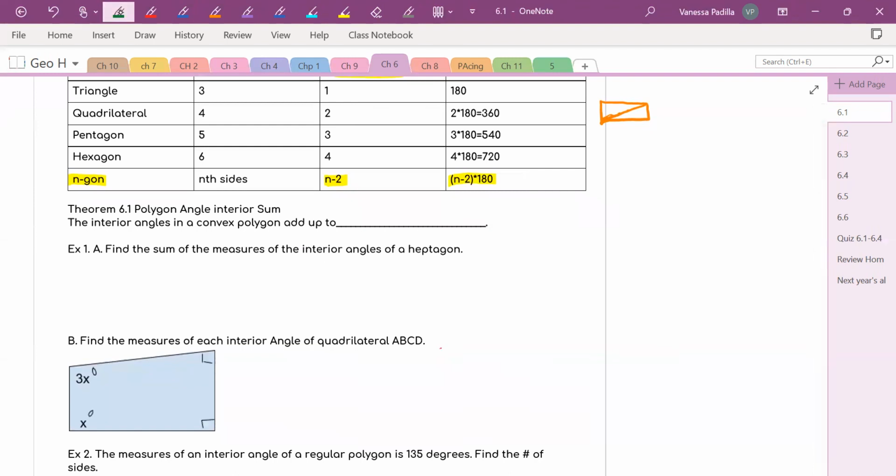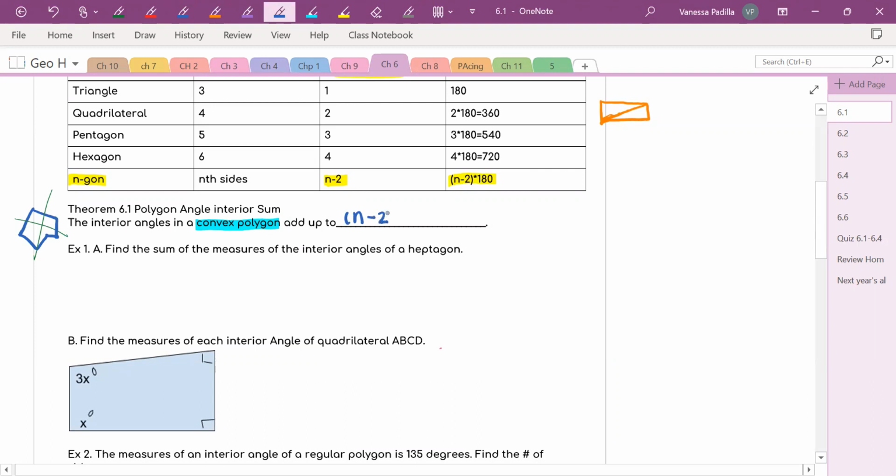All right, so next is just the polygon angle interior sum. So the interior angles of a convex polygon. So you might want to remember that convex means that you can't have something like this. So that would not be allowed for this formula here. But a convex polygon adds up to n minus 2 times 180 degrees.